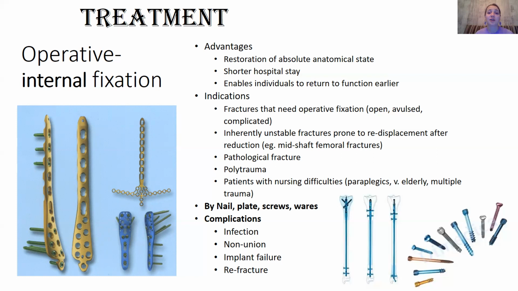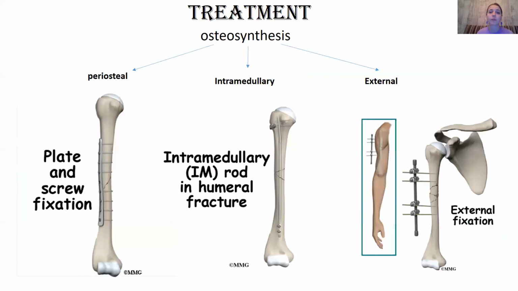What about the complications of treatment? They are infection, non-union, implant failure, and refracture. The kinds of osteosynthesis which you need to know in our trauma practice: there are 3 kinds. First, plate and screw fixation. Yes, we take a plate, lay it on the periosteum, and fixate with screws. So it's a stable fixation of the fracture.